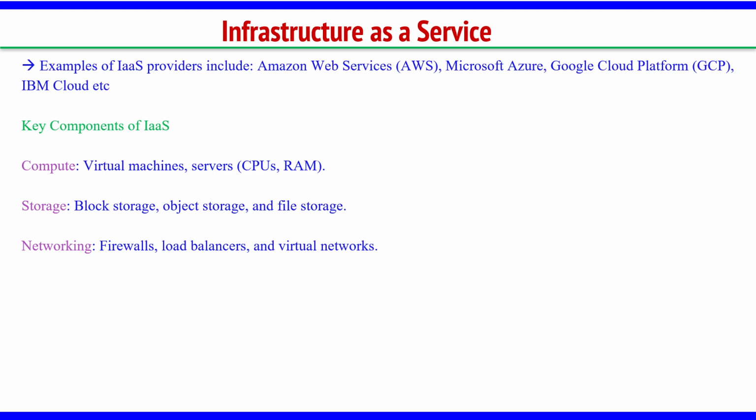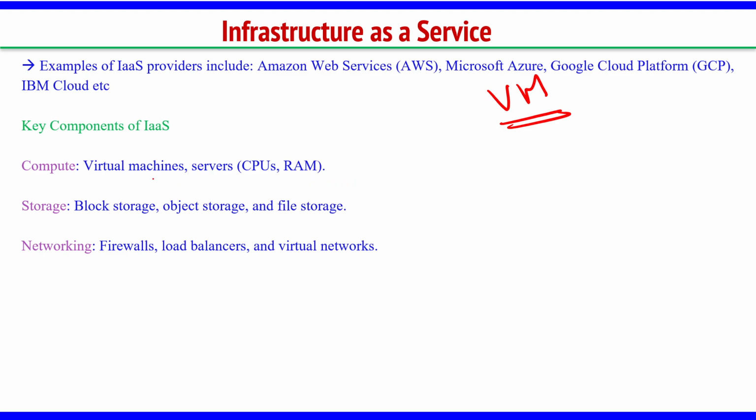Some examples of IaaS are AWS, Azure, GCP. Exactly speaking, some examples are Google Compute Engine. We have something called Google Compute Engine. It's an example of infrastructure as a service. And Microsoft Azure virtual machines. Microsoft Azure has virtual machines. So this is also an example of infrastructure as a service.